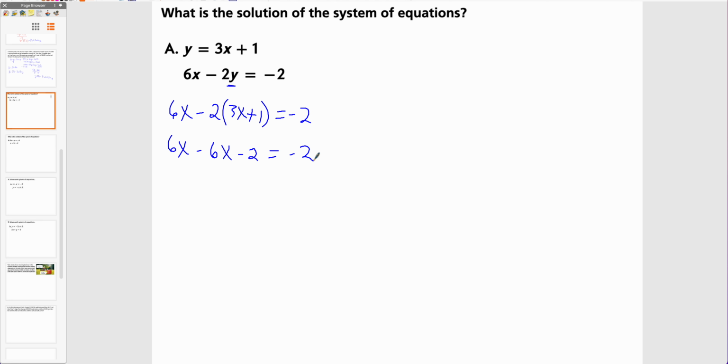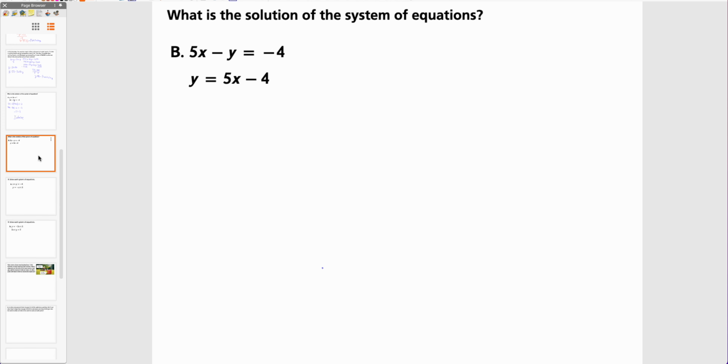So 6x minus 6x, those go away. Negative 2 equals negative 2. Infinite solutions. So this is infinite solutions. That means the lines are the same lines, right? So we don't need to do anything else. We don't need to prove anything else. We have the same line graphed on top of itself. Okay?